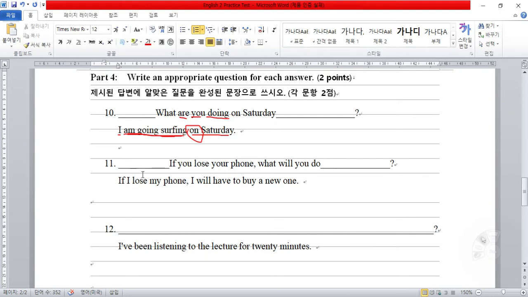If you lose your phone, what will you do? If I lose my phone, I will have to buy a new one. So you can see how this relates. In the question you're saying you, and I in the answer. The possessive changes as well. If you lose your phone, what will you do? I will buy a new one. Okay, good.